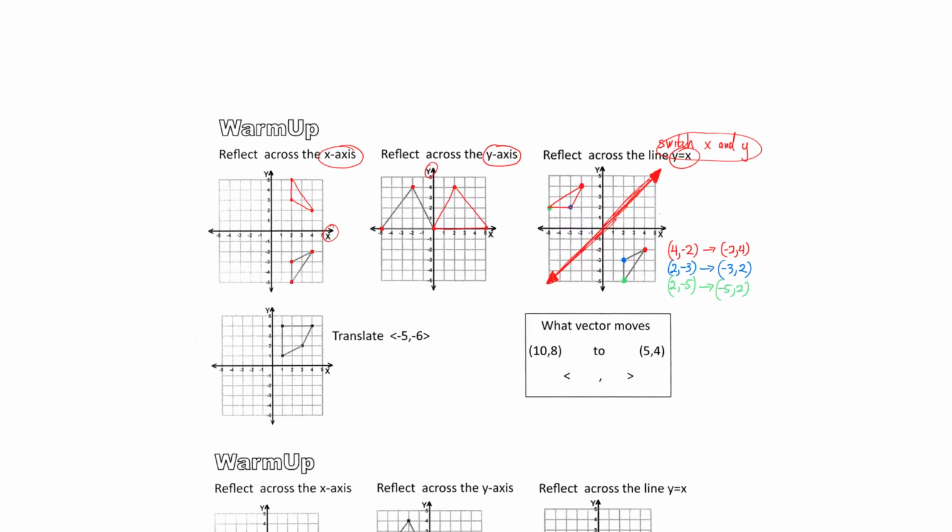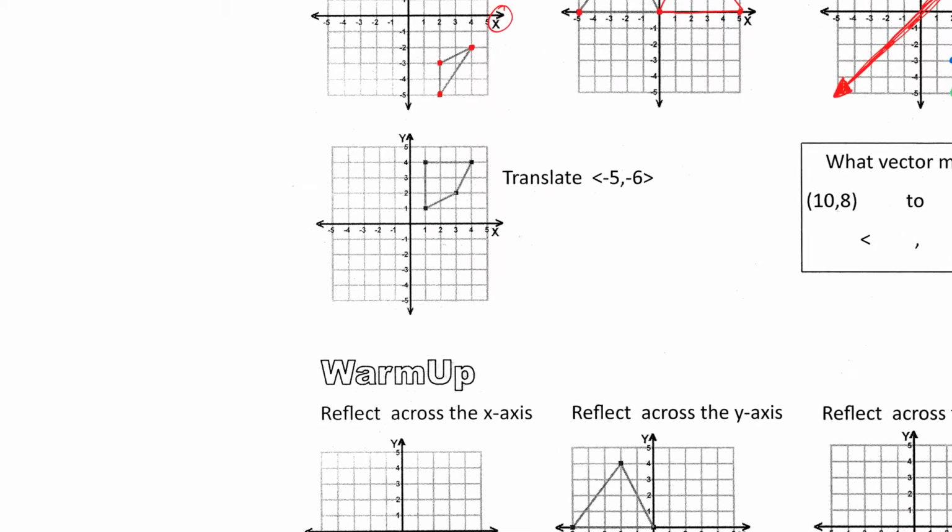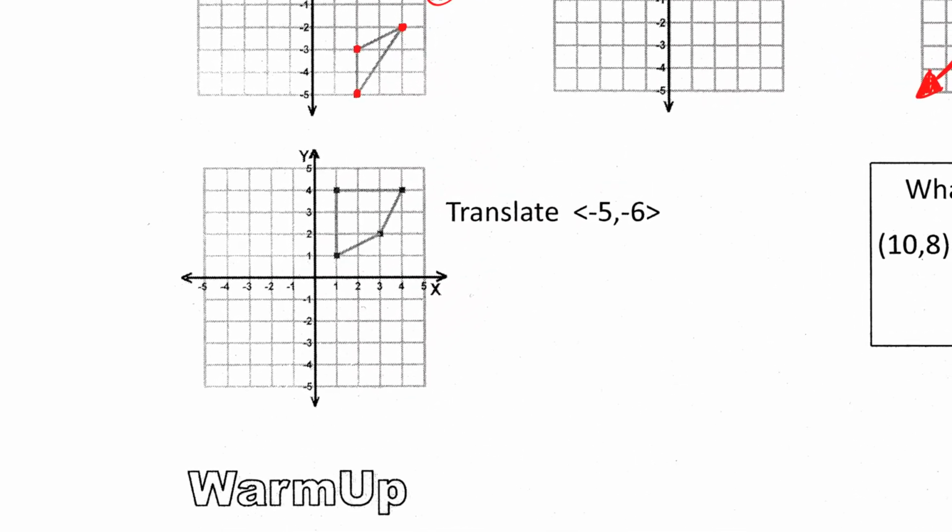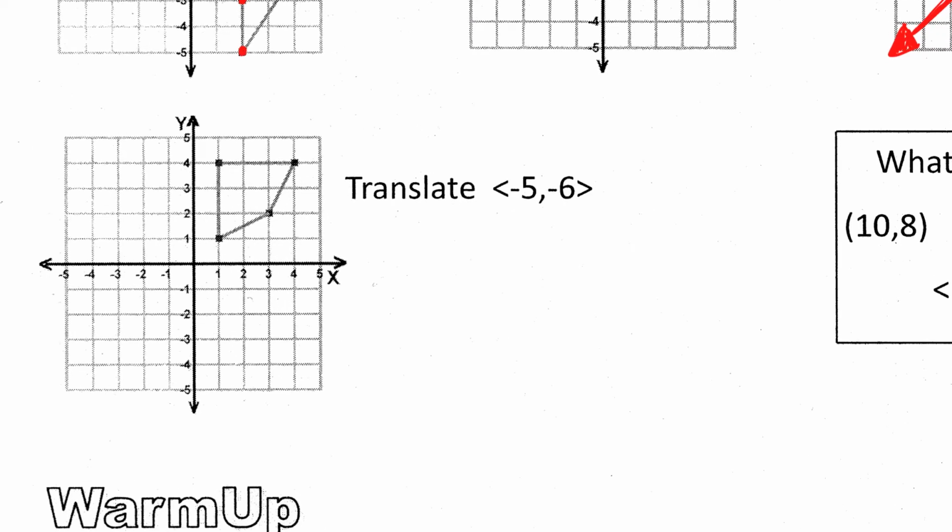Okay. So that's reflection stuff like we did yesterday. And next let's talk about translations like we did on Monday. So this says translate using this vector. What is this vector -5, -6 going to do? Left 5. Okay, it's going to go left 5, down 6. Left 5, down 6.